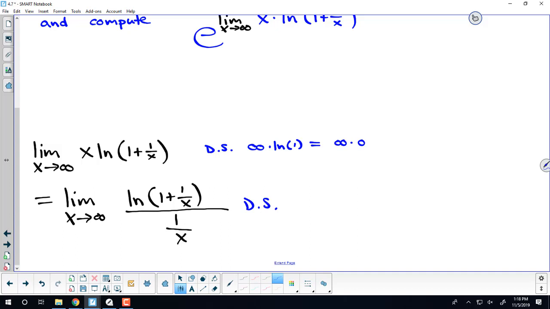So we have the top, the numerator, turns into the natural log of 1 as x approaches infinity. On the bottom, 1 over a large number gets smaller and smaller. And of course ln of 1 is 0, so this is something that we apply L'Hopital's rule to.